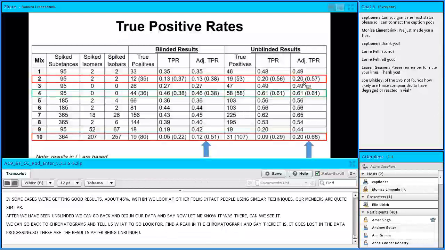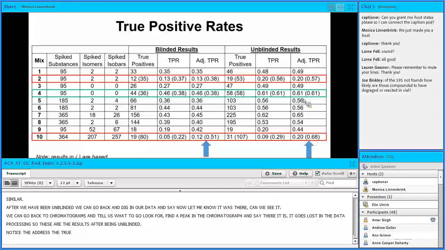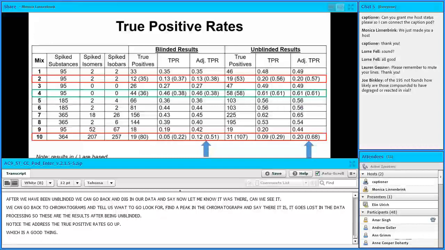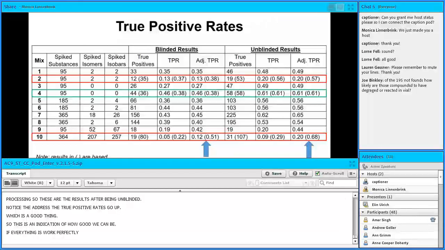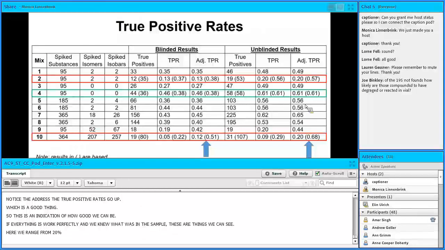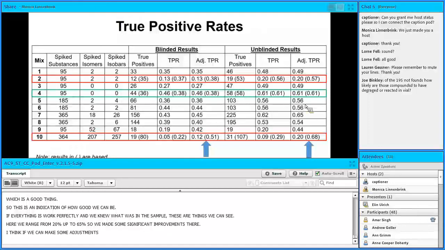And you'll notice that the adjusted true positive rates go up, which is a good thing. So this is an indication of how good we can be. If everything's working perfectly and we knew what was in the samples, these are the things that we could see. And here we range from about 20% up to about 65%. So we've made some significant improvements there. I think if we can make some adjustments to the workflow, and we've done some of that kind of thing, as well as some of the methods, we can actually make some improvements.